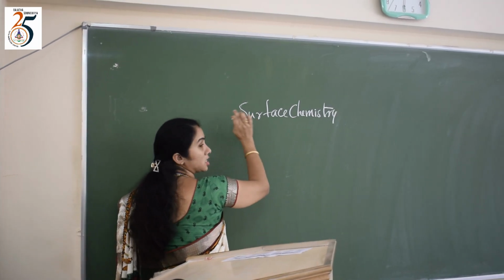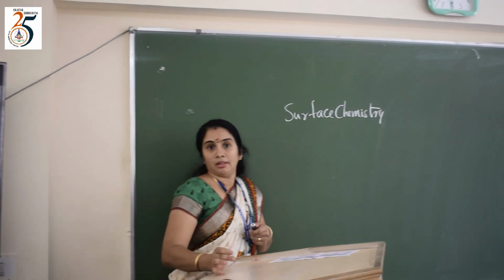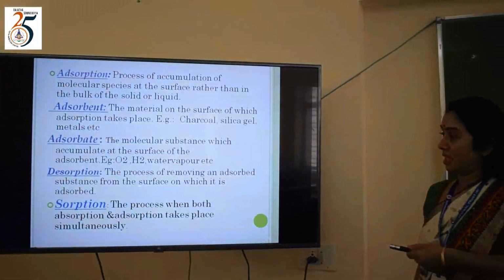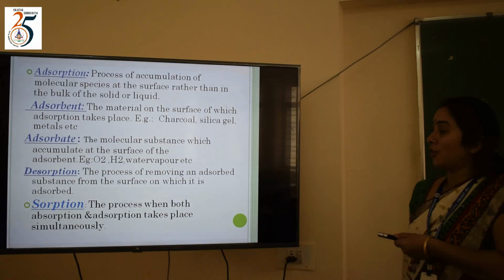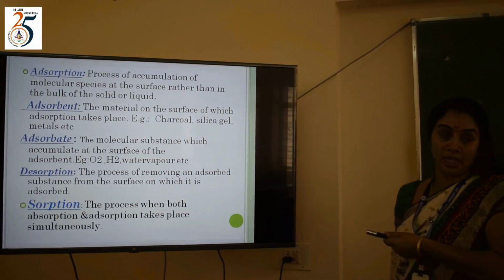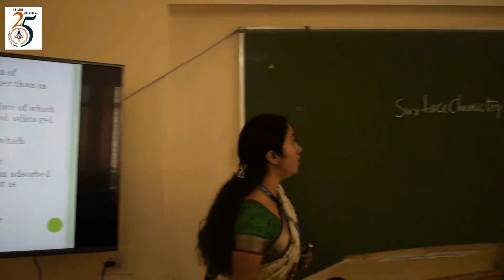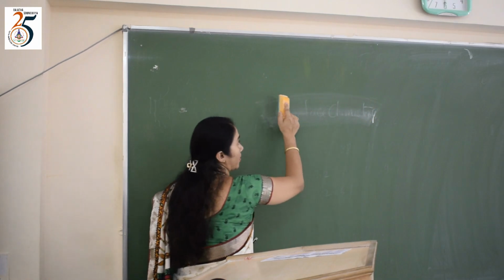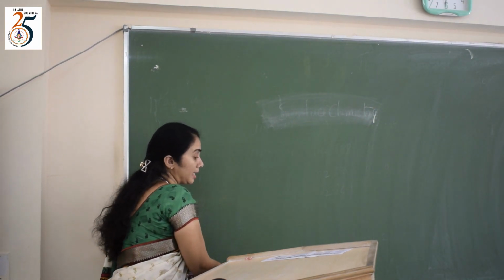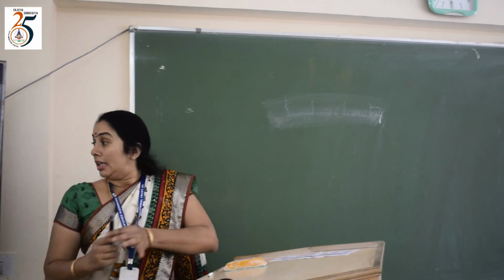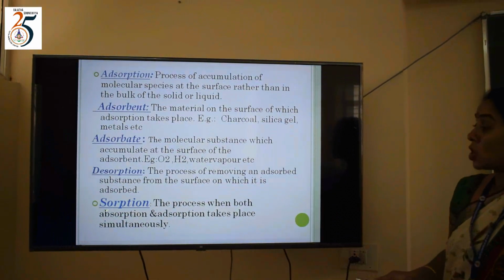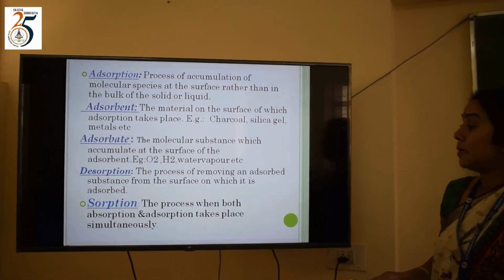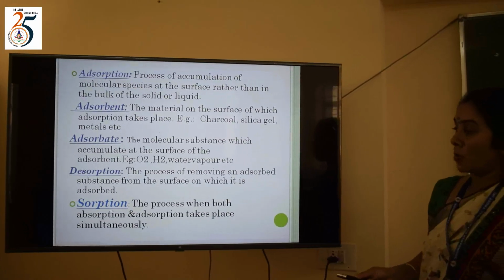So, adsorbent and adsorbate. Now, the next term is desorption. The process of removing the adsorbed substance from the surface on which it is adsorbed is called desorption. If I erase this by using a duster, when I remove this, it is known as the desorption process, so the adsorbed particles can be collected. Then the last term is sorption. The process when both adsorption and absorption take place simultaneously, we call it sorption.